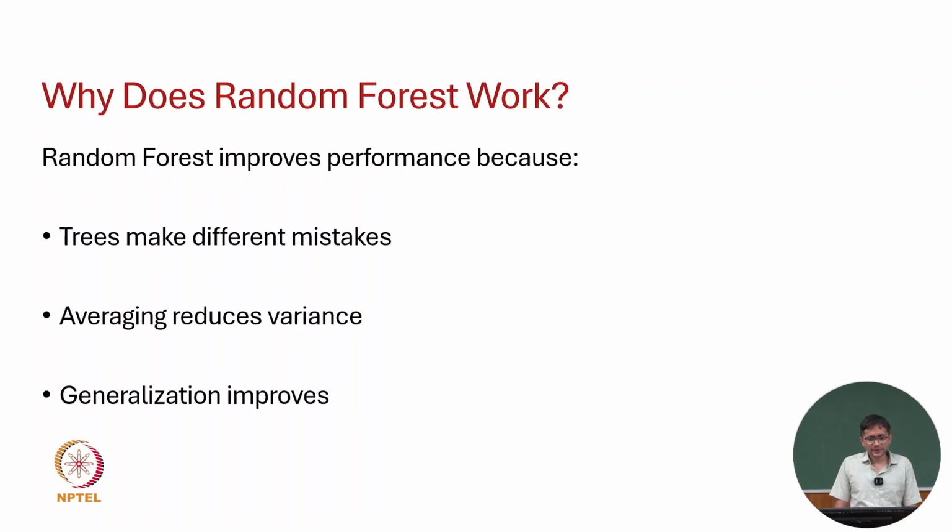So let us try to understand a bit more: why does random forest work? Random forest improves performance because decision trees make different mistakes. We have ensured that they are as different as possible, so the expectation is that they will make different mistakes, and averaging thus will reduce variance and improve generalization.